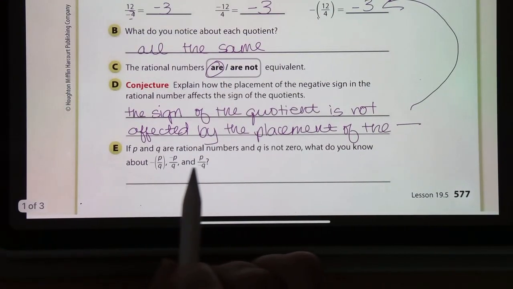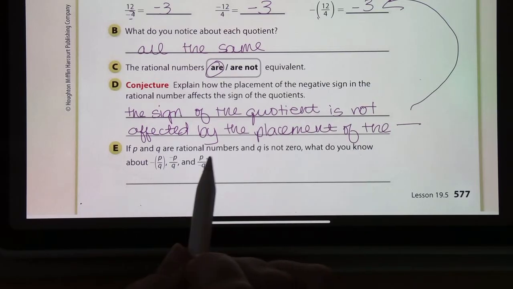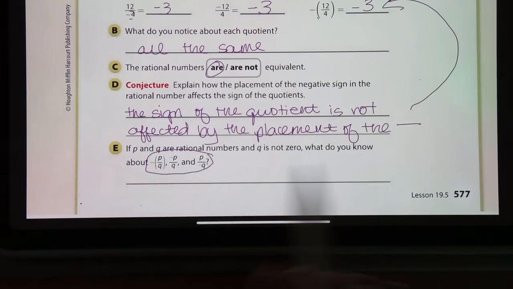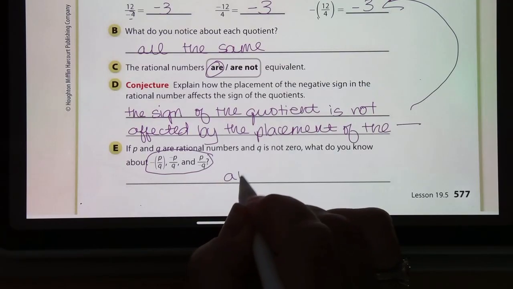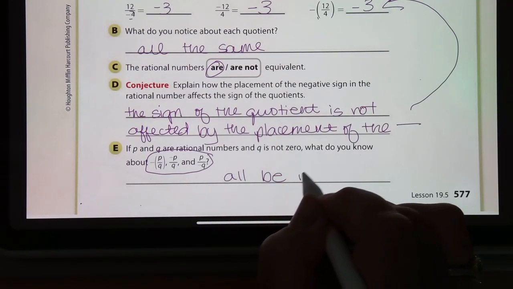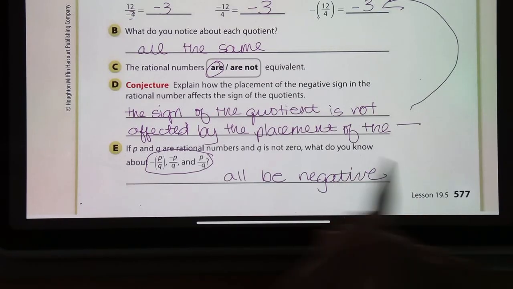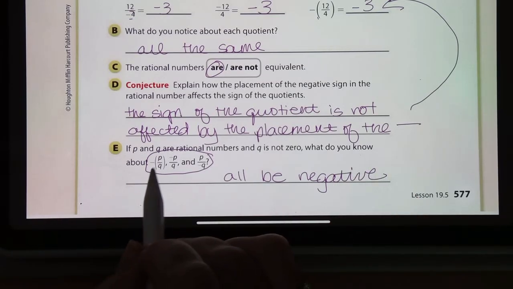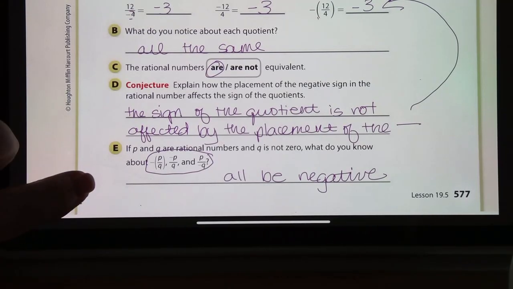So if P and Q are rational numbers and Q is not 0, what do you know about all three of these? Well, the answers are going to all be negative, because I have a negative times the quantity P divided by Q. You have to look at the symbols.